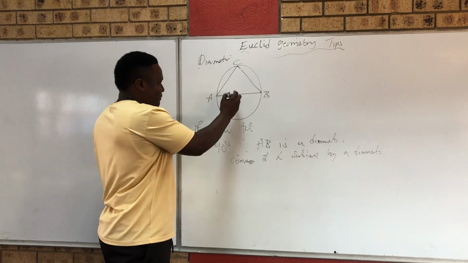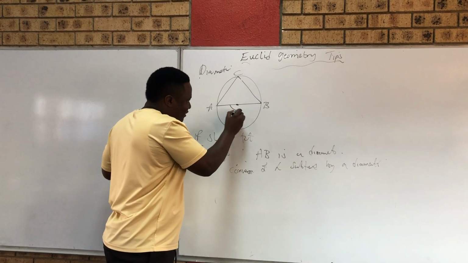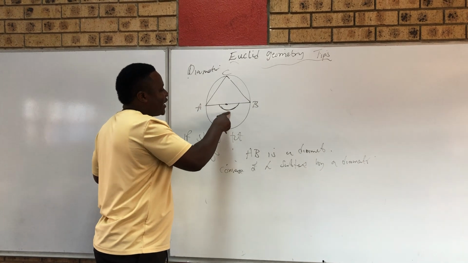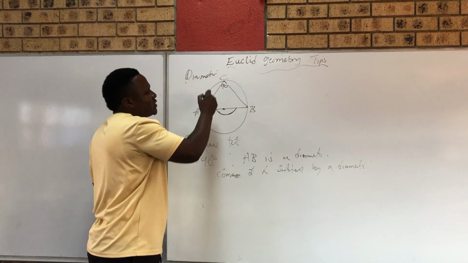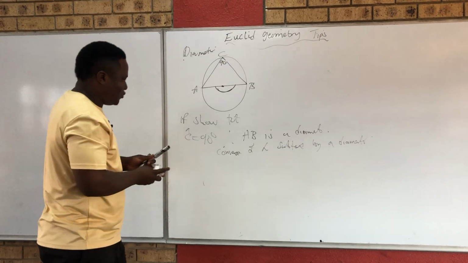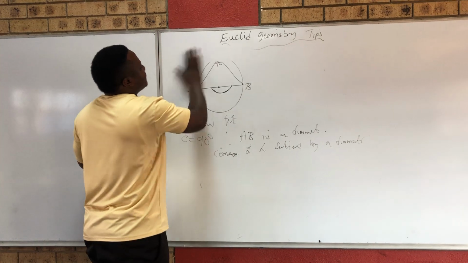Because remember, at the center, maybe you're going to have a center somewhere here. It's not so. The angle at the center is twice the angle at the circumference, of which this is just going to be 90. So this is what you need to know about the diameter. Then now let's go to another thing to prove.